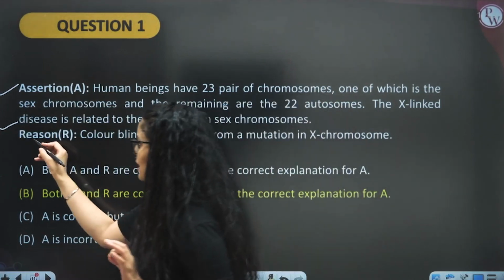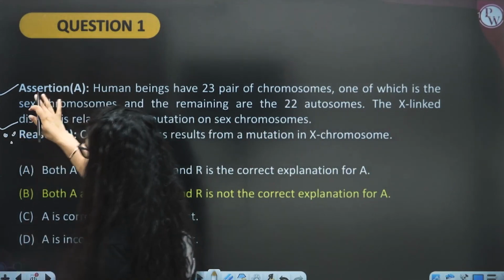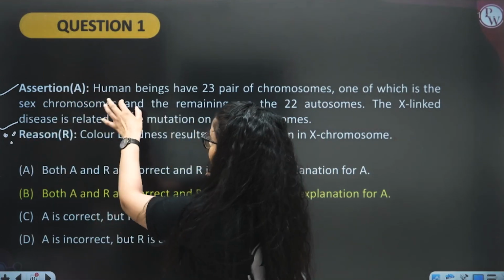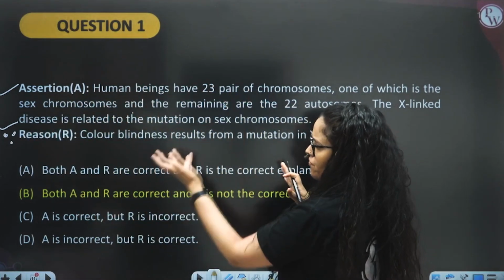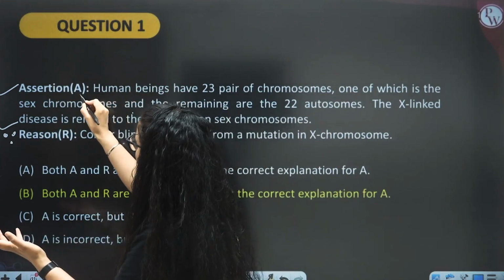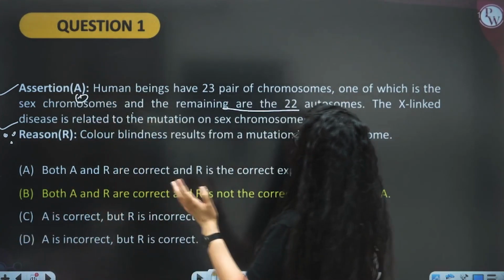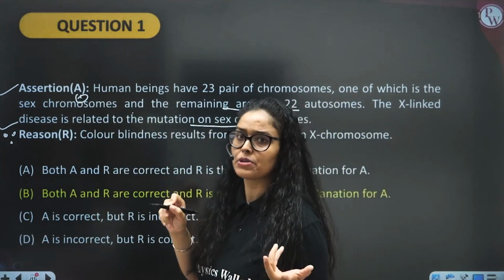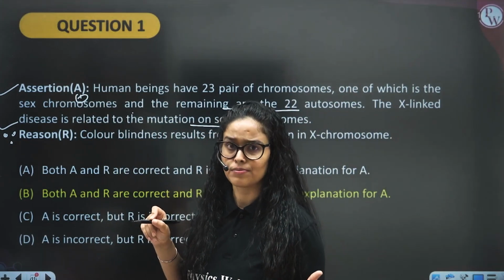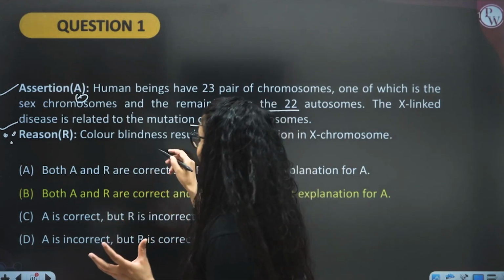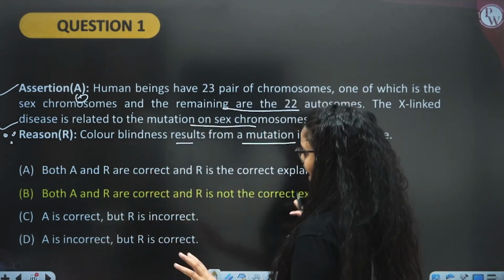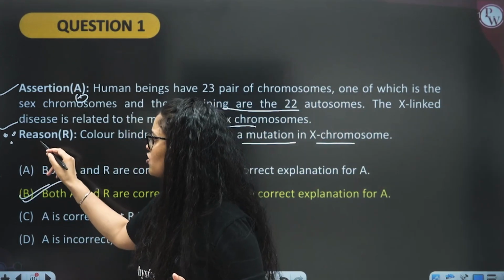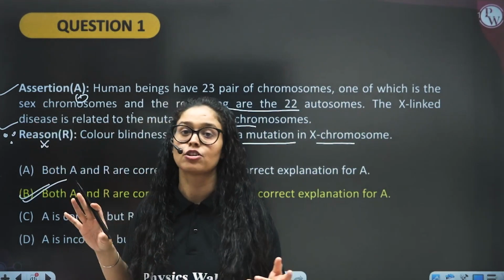But when we see "because", you just read the assertion, add "because", and read the reason. So human beings have 23 pairs of chromosomes, very true. Sex chromosomes are 1 pair and the rest 22 pairs are autosomes, very true. And the sex chromosome will be mutated in case of sex-related diseases. And color blindness is the mutation in the X chromosome, we know very well. So both these statements are true, but it is not justifying the assertion.